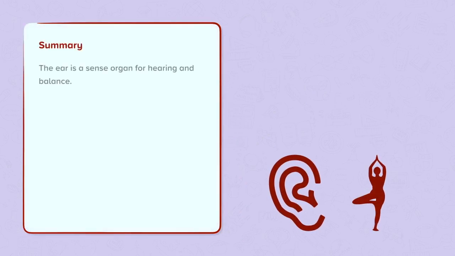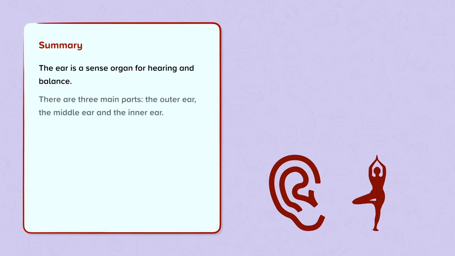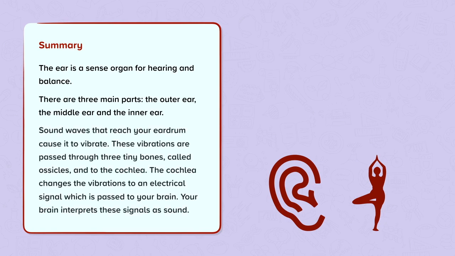To summarise, the ear is a sense organ for hearing and balance. There are three main parts: the outer ear, the middle ear, and the inner ear. Sound waves that reach your eardrum cause it to vibrate. These vibrations are passed through three tiny bones called ossicles and to the cochlea. The cochlea changes the vibrations to an electrical signal which is passed to your brain. Your brain interprets these signals as sound.